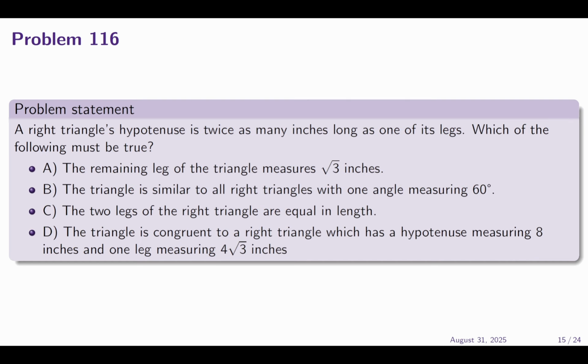Therefore, the answer to this question is B. The triangle is similar to our right triangles with one angle measuring 60 degrees. If we take a look at D, this also has a configuration of 90, 60, 30 degrees on each of the angles.